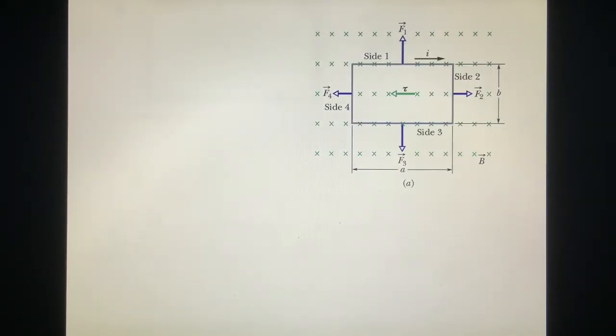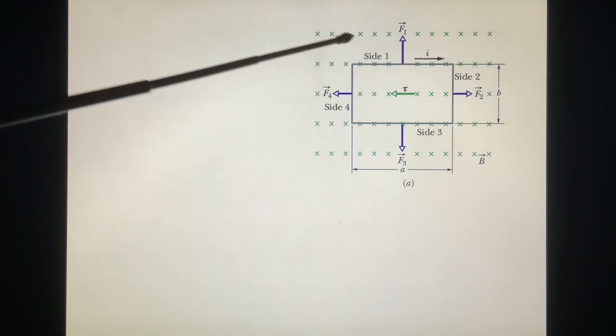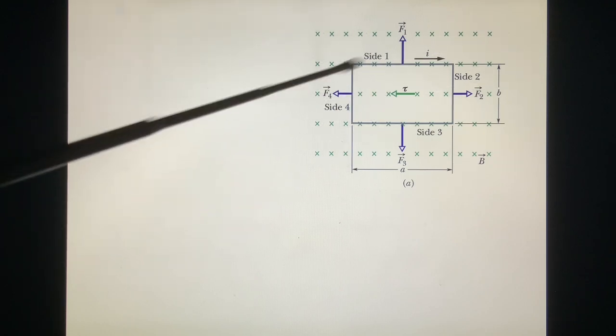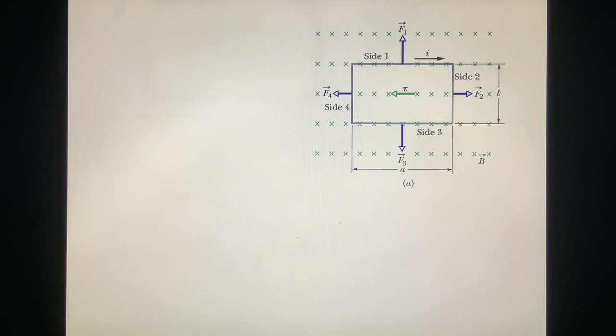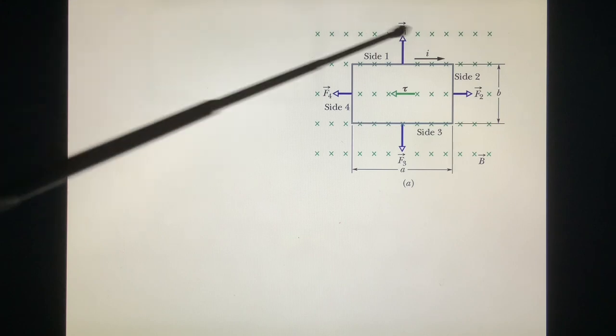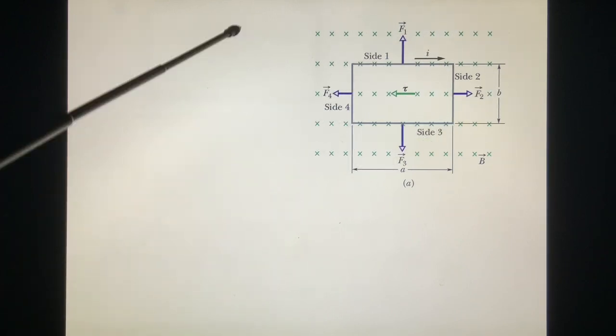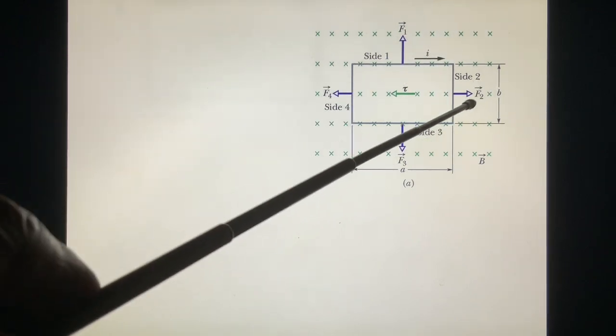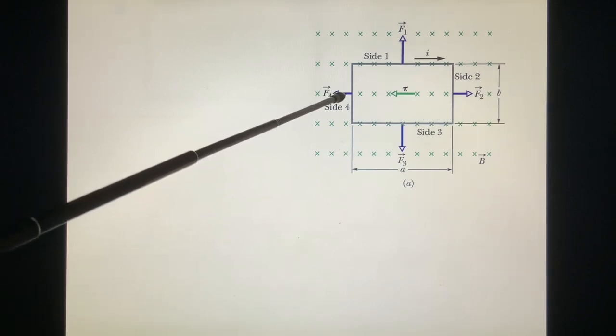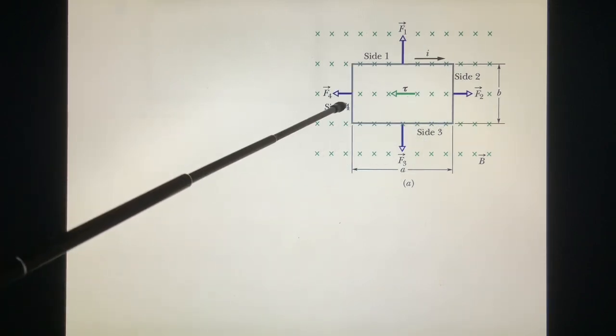Now let's analyze this loop. This is a magnetic field that goes in this direction. We have a current in this loop. It's clockwise. Okay. Now we analyze side 2 and side 4. This is 1, 2, 3, 4.